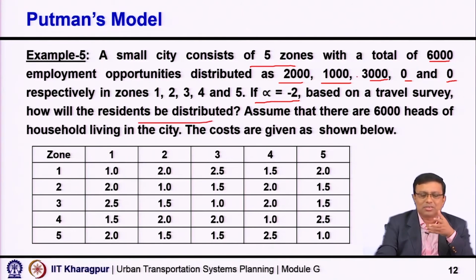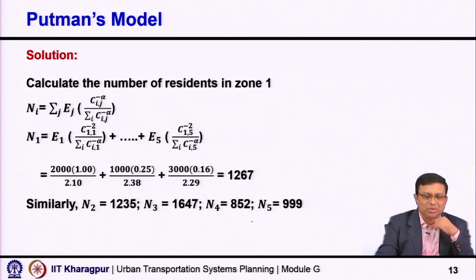Let us say there are 6,000 employment opportunities and 6,000 residents. Assuming that there will be 6,000 heads of households living in the city, the costs are given below. So the cost matrix is given for 5 zones, I is 1 to 5, J is also 1 to 5. What will we do? Calculate the number of residents in zone 1. So, zone 1 will get what?